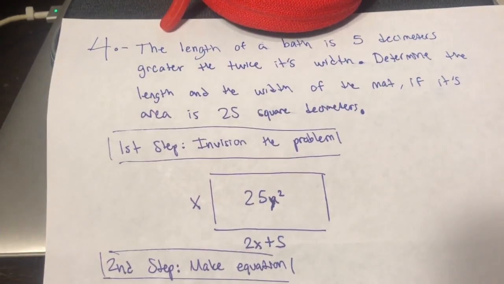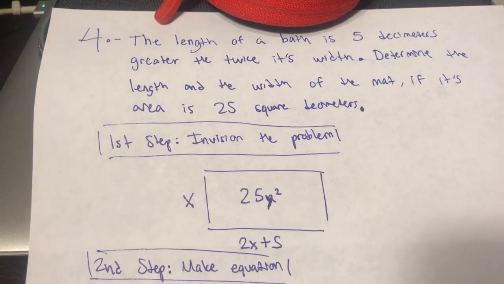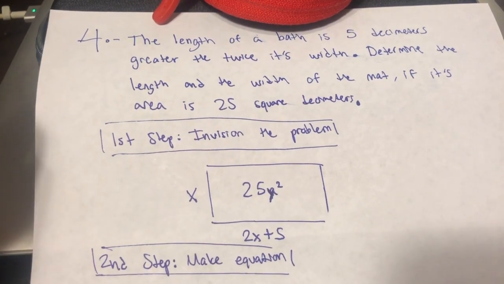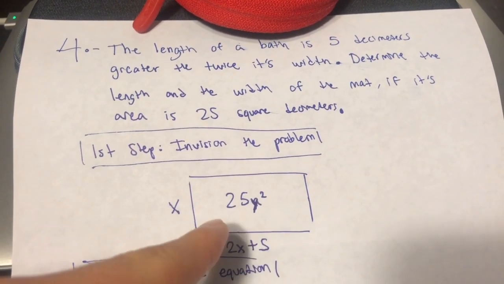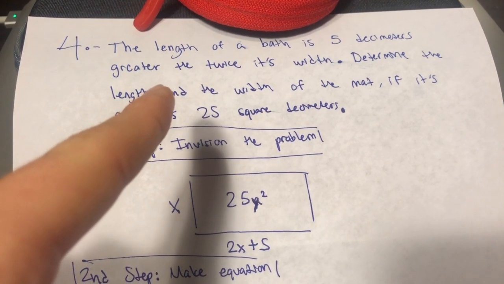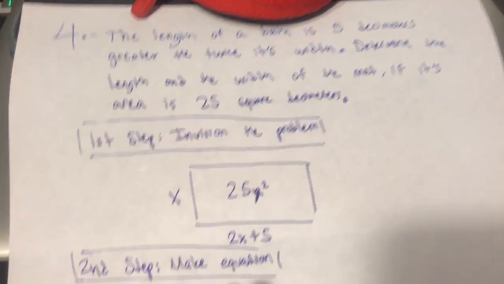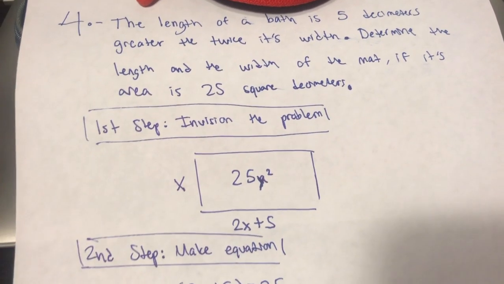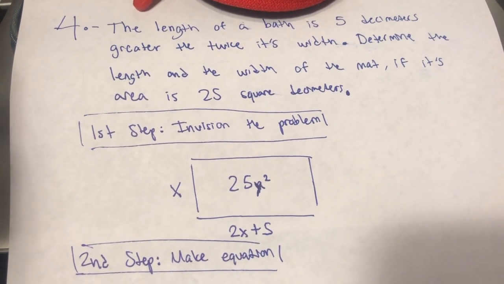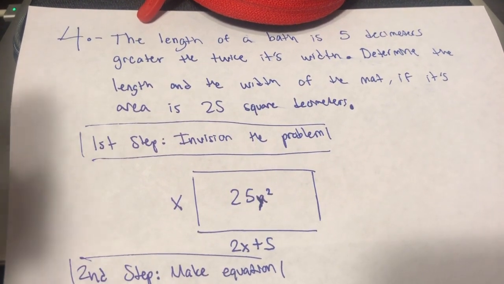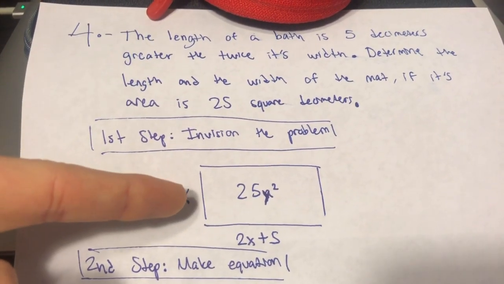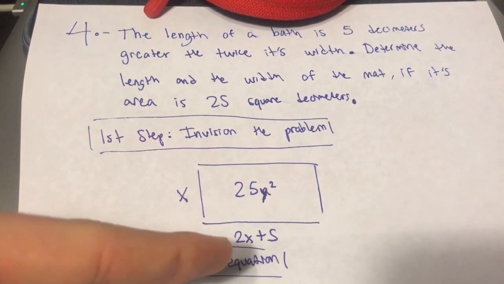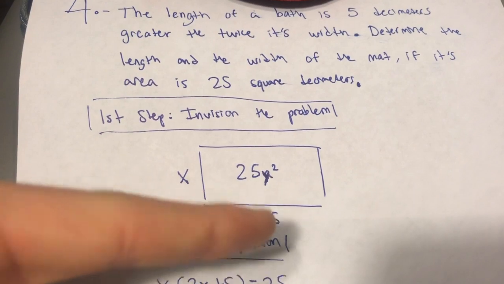We know that this is going to be either a square or a rectangle type figure because it has 4 sides. So it tells us here that the length is 5 decimeters greater than twice its width. So we know that it is 5 decimeters greater, so we automatically know that it is positive 5. Okay, but it also tells us that it is greater than twice its width. So this part is the width right here. So we need to multiply that by 2. So we write 2x plus 5.